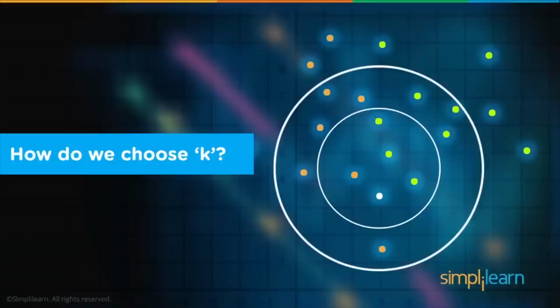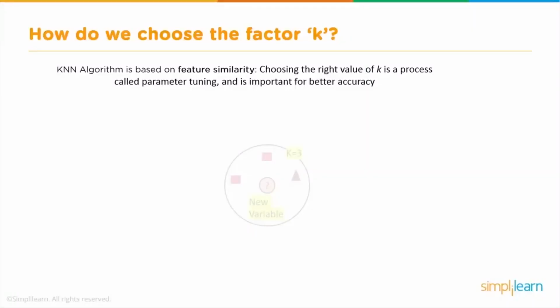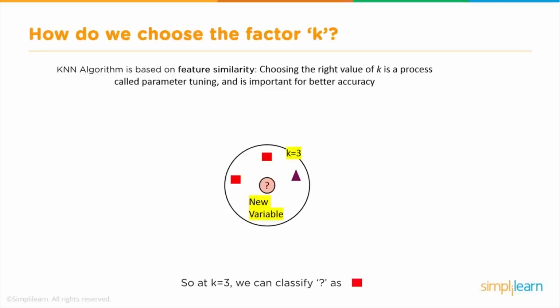So how do we choose k? How do we know k equals 5? I mean, that was the value we put in there, so we're going to talk about it. How do we choose the factor k? The KNN algorithm is based on feature similarity. Choosing the right value of k is a process called parameter tuning and is important for better accuracy. So at k equals 3, we have a question mark in the middle, and we classify it as either a square or not.